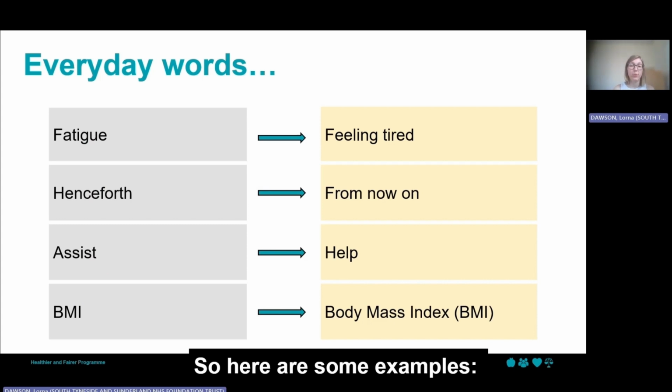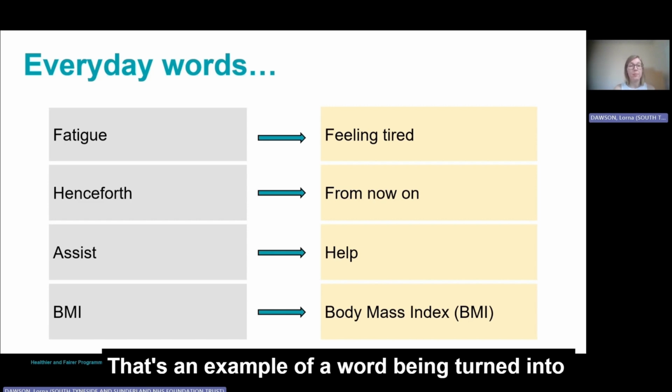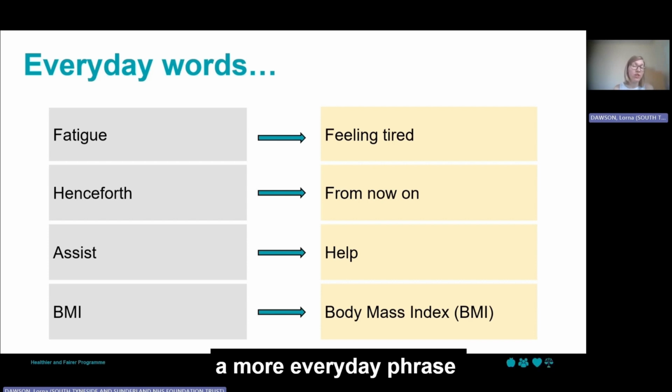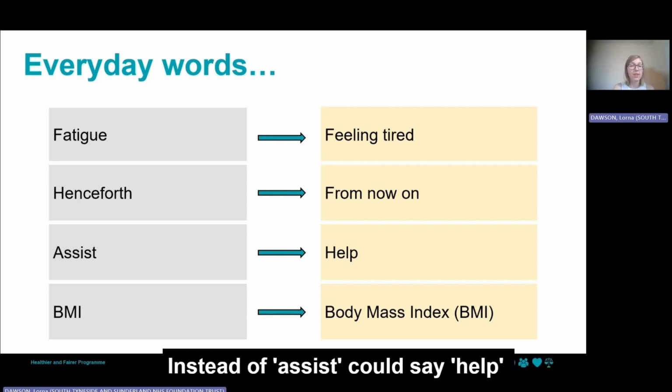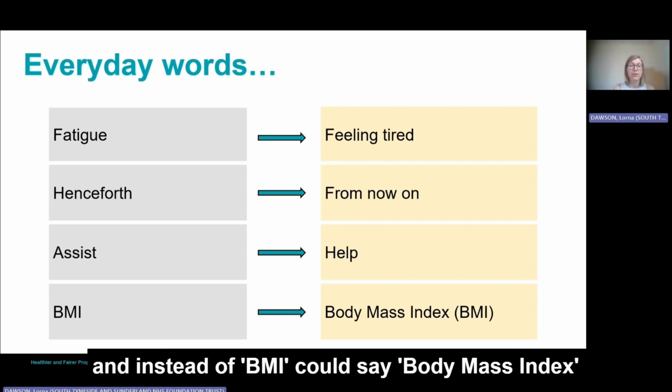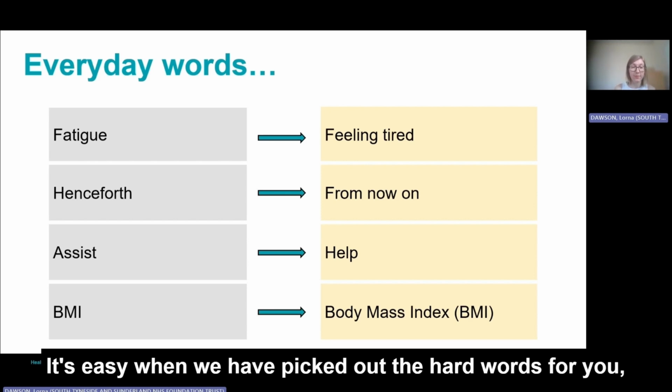So here are some examples. Instead of saying fatigue, you can use something like feeling tired. That's an example of a word being turned into a more everyday phrase. Instead of henceforth, you could use from now on. Instead of assist, you could say help. And instead of BMI, you could say body mass index and then put the BMI in brackets.